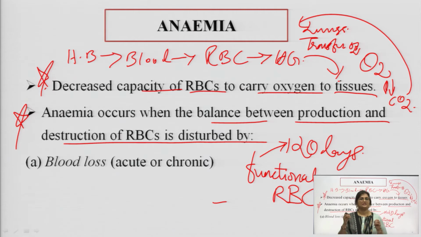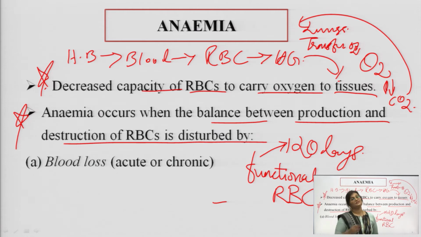If there is a disturbance in this cycle, then it leads to the condition called anemia. That is, when the synthesis of RBC is lesser than the RBC which is getting destroyed, then it leads to the condition called anemia. Clear all of you?